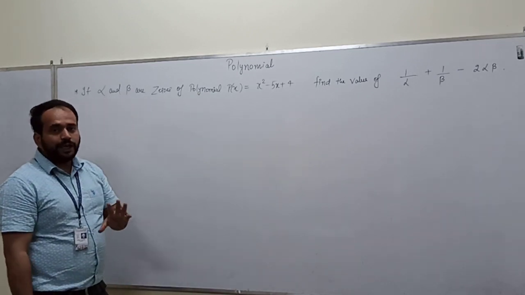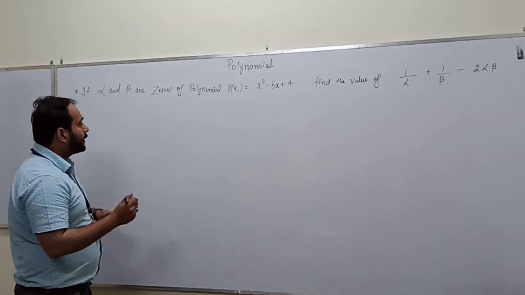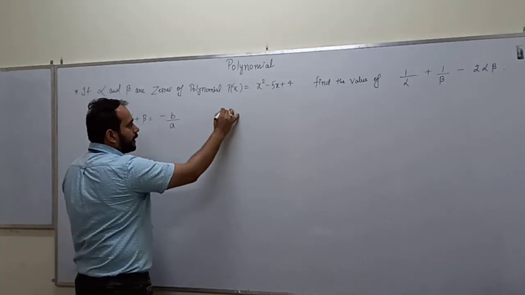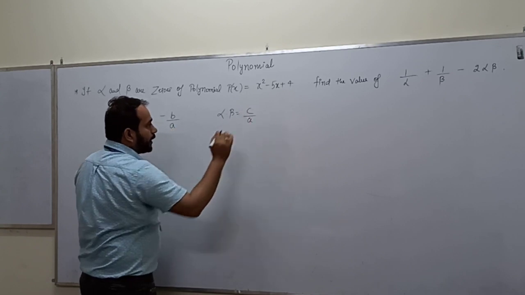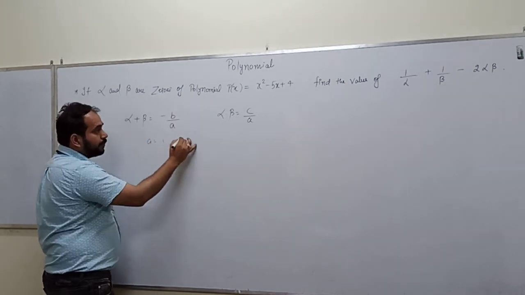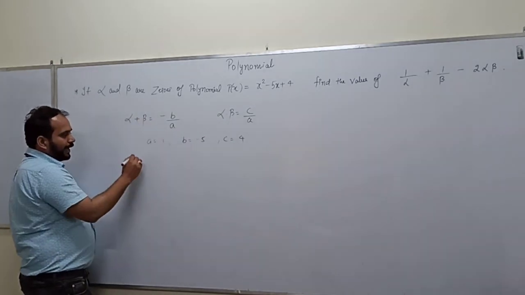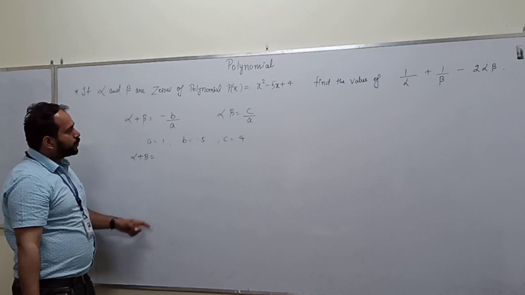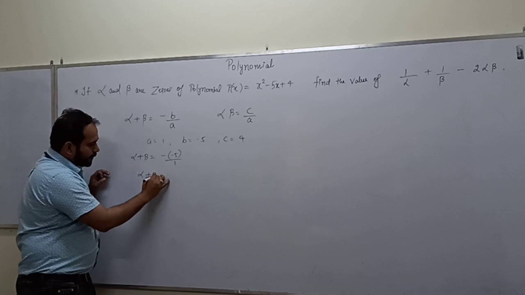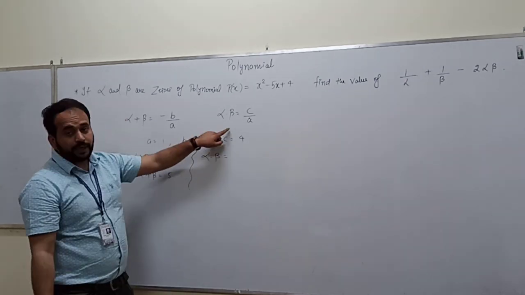I have told you no need to find out the values of alpha and beta. We'll simply start with our property, which says that alpha plus beta is equals to minus b by a, and alpha into beta is equals to c by a. Now you can quickly tell me what is the value of a, b and c. Here a is 1, b is minus 5 and c is 4. Just put these values over here. I'll get alpha plus beta is equals to minus b by a, minus of minus 5 by 1, which simply means alpha plus beta is equals to 5, and alpha into beta is c by a.